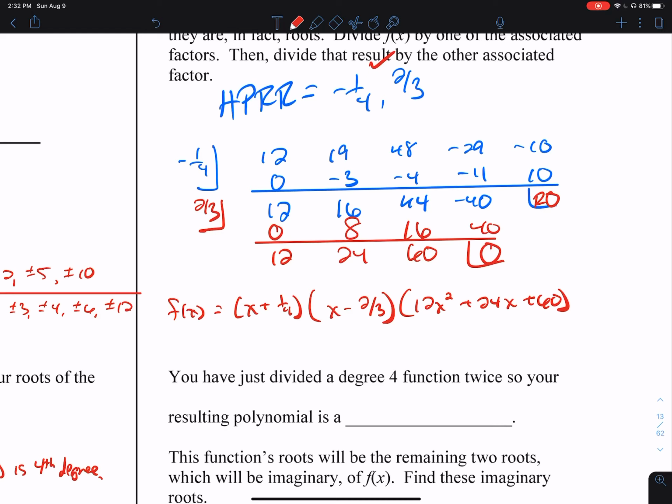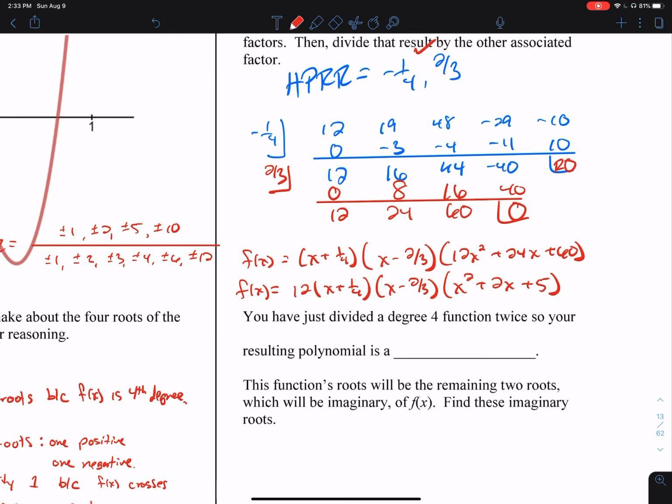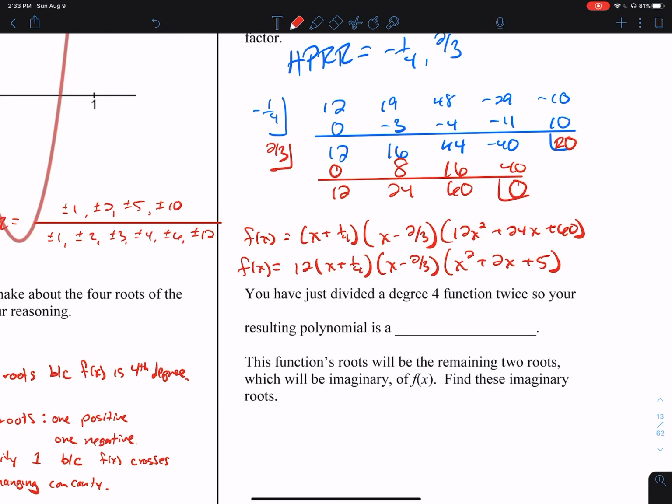Now to make this simpler, I'm going to factor a 12 out of this because that's a GCF. I'm going to put that 12 all the way in the front. So f of x is equal to 12 times the sum of x and 1/4, the difference of x and 2/3, and then I'm going to have x squared plus 2x plus 5. We just divided a degree 4 function twice, so the resulting polynomial is quadratic.